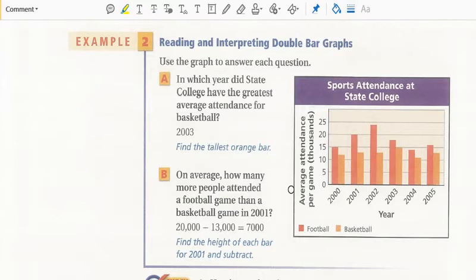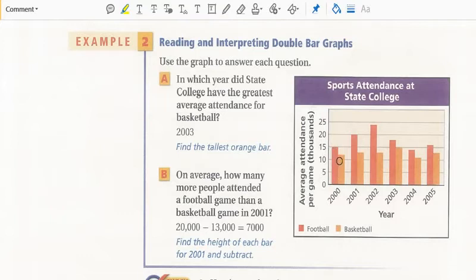We have average attendance per game in thousands. We have 2 games. The red one represents football and the orange one represents basketball. And we have the attendance by years, which is 2000, 2001, 2005. So this is the sports attendance at State College. So I'm going to read football at 2000. How many? 15.